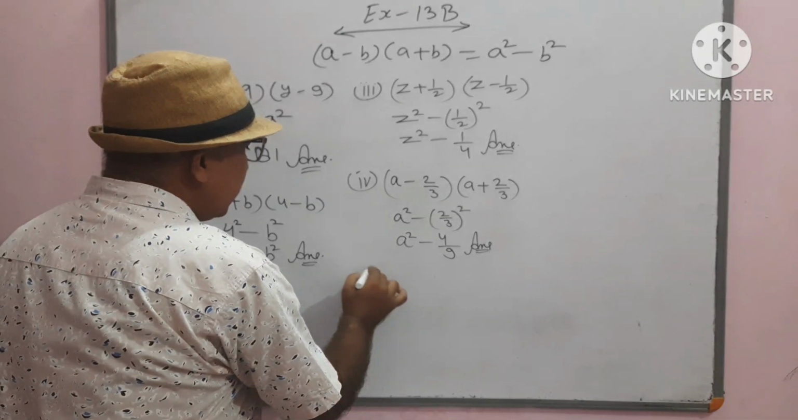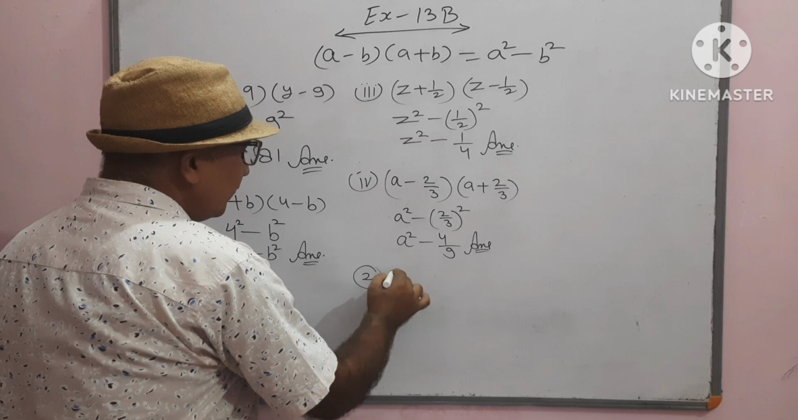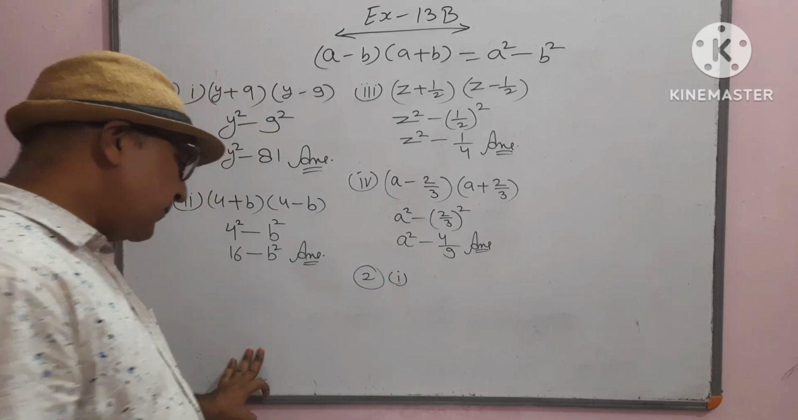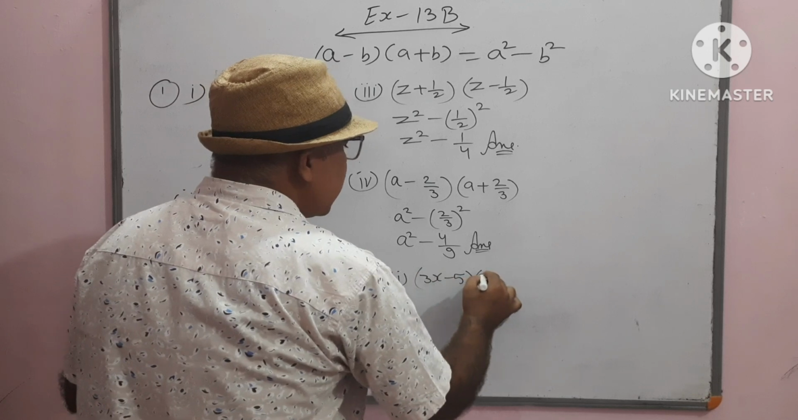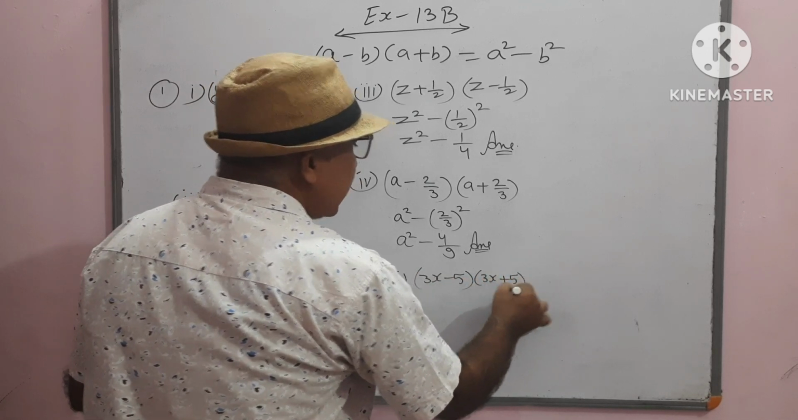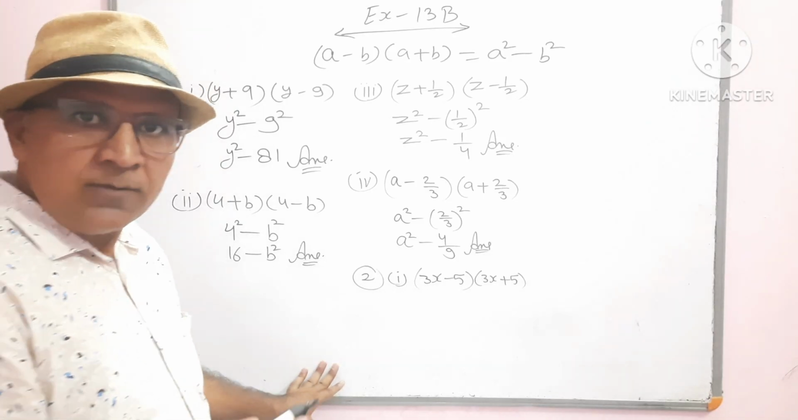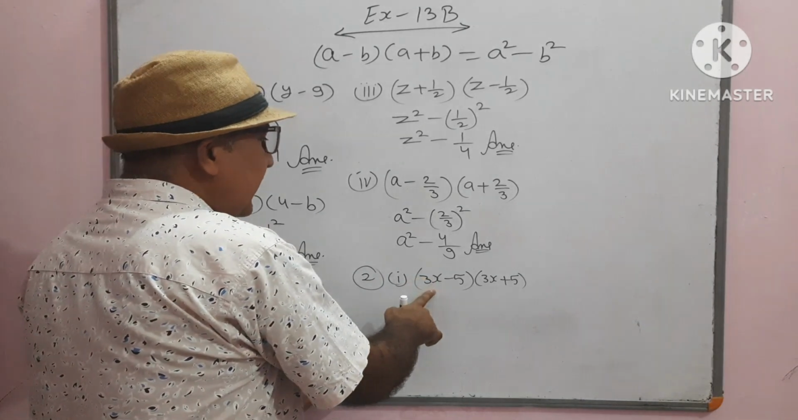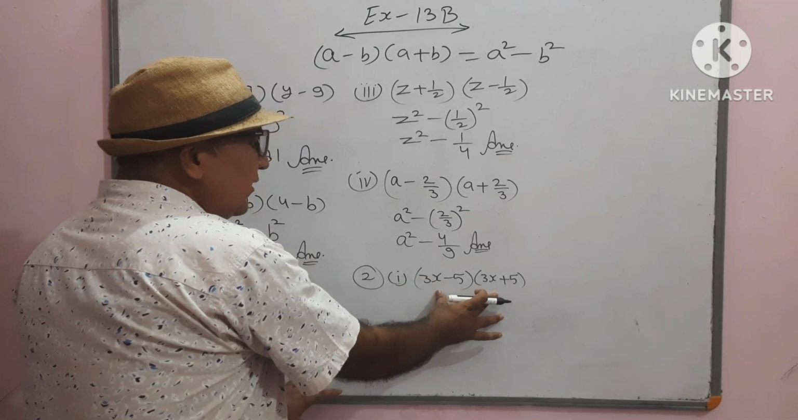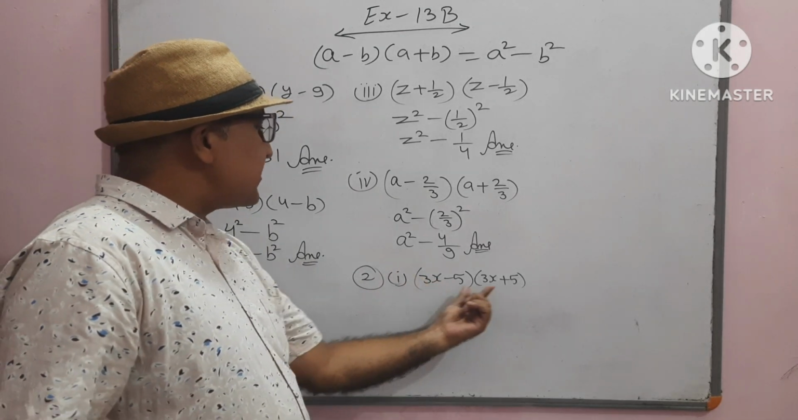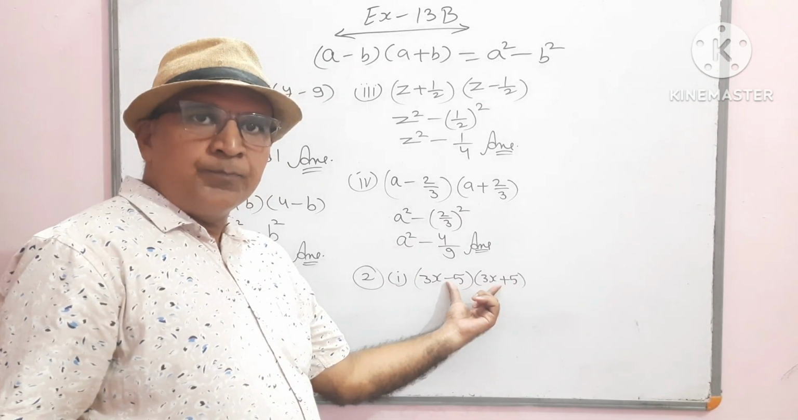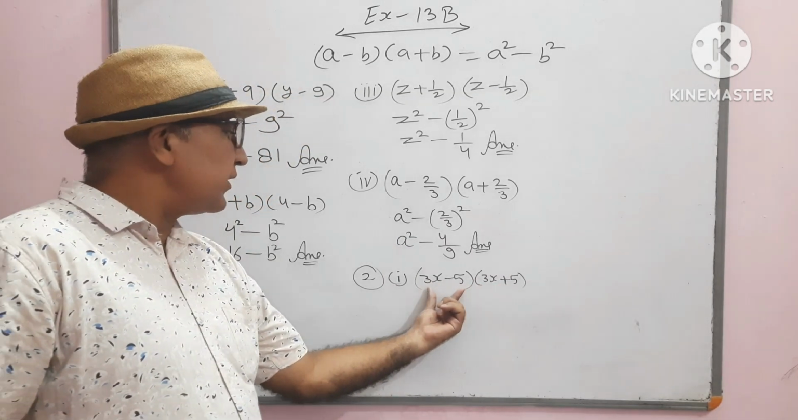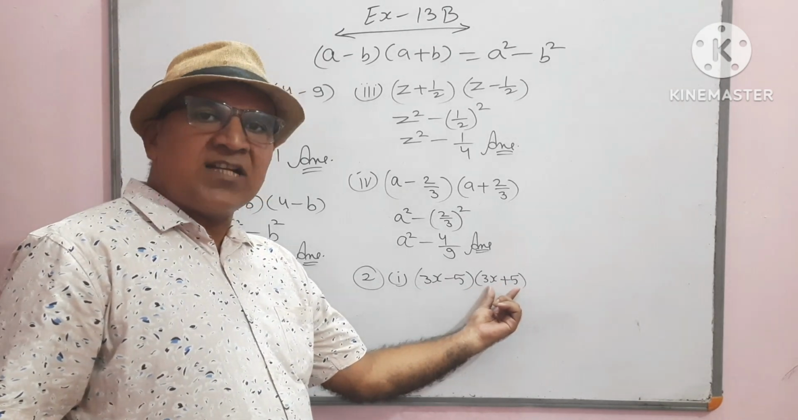Okay, see question number 2 now. In question number 2, first part, (3x minus 5) (3x plus 5). Okay, see how to do. Again, 2 brackets are there. Both brackets have the same numbers, but between the numbers the signs are opposite. That means this is also looking like a minus b and a plus b.